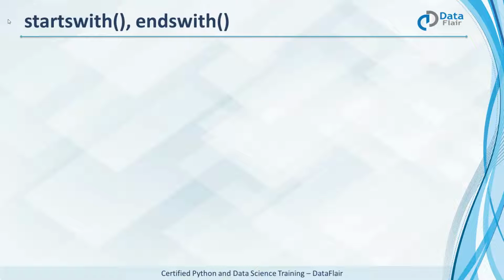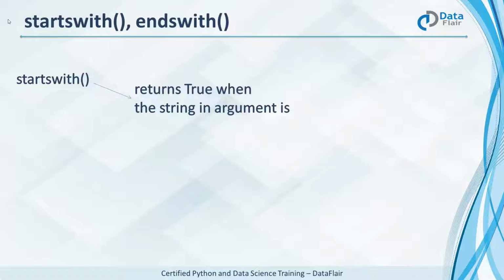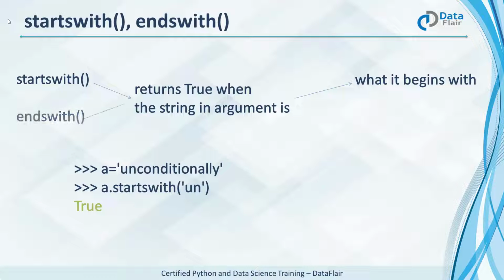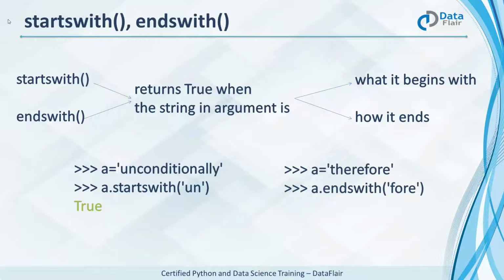Now startswith and endswith. Startswith returns true when the string begins with the value of the argument. A is the string unconditionally. Does it begin with the string un? Yes, it does. Endswith returns true when the string ends with the value of the argument. A is the string therefore. So does it end with the string for? Yes, it does.